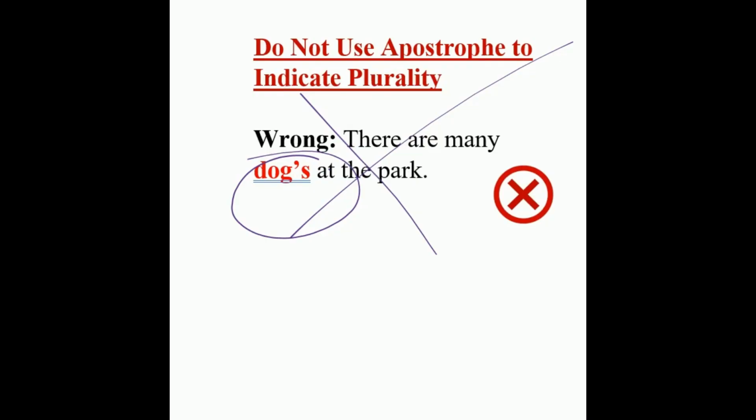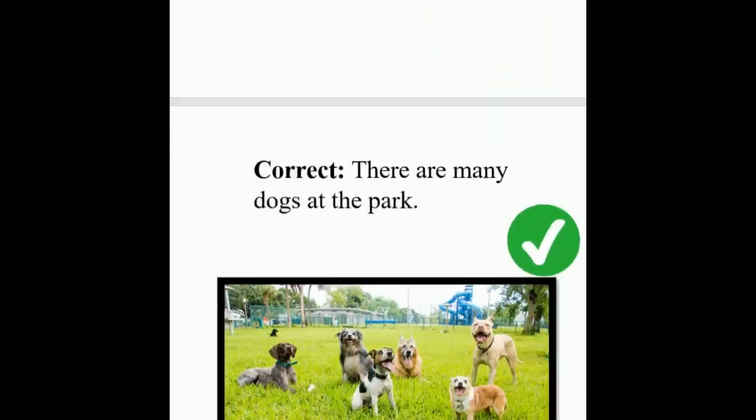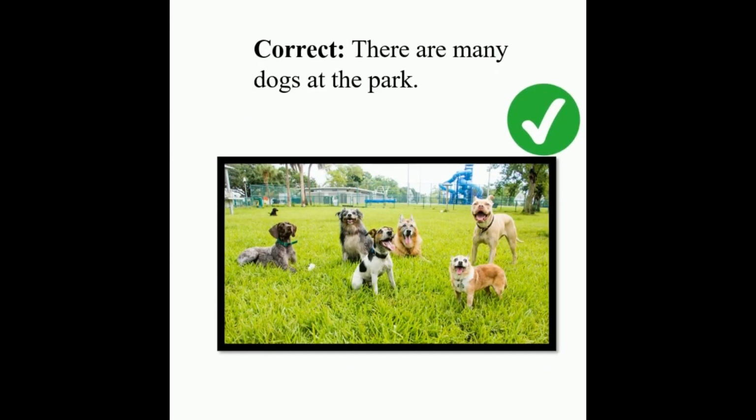There are many dogs at the park. How do we fix that? The right way to fix this: there are many dogs at the park. Okay? So this is the right way to use dogs. There are many dogs at the park. You don't need an apostrophe. Because here, once you add the letter S after dog, then you're showing plurality of your subject or your noun. Here, dogs. There are many dogs at the park.